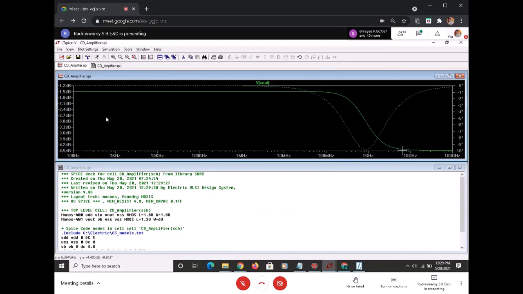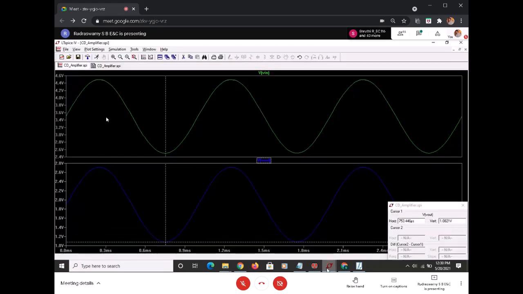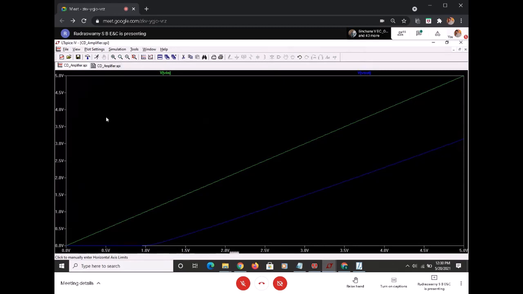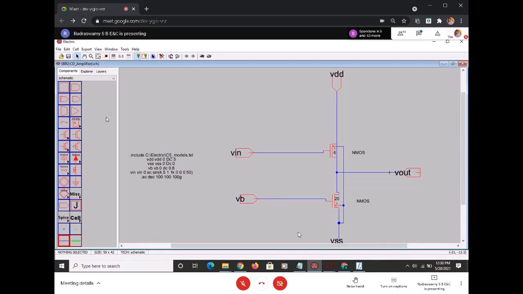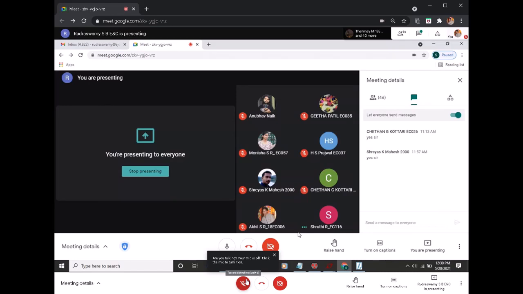So this is about your AC analysis. This is about your transient analysis. This is about your DC analysis in order to find out the operating biasing voltage for M1. For the biasing voltage for M2, you just ensure that it is less than the V out. Now this is all about your common drain amplifier design, followed by the simulation. Any clarification or any doubts, I'm happy to hear from you. Otherwise, you can just call it a day.